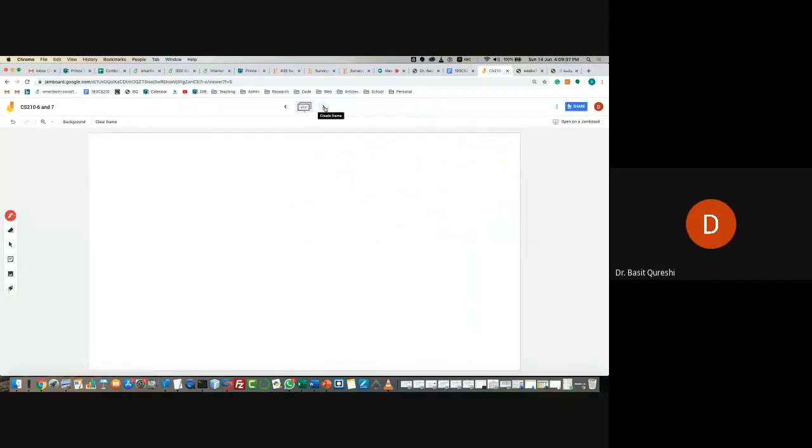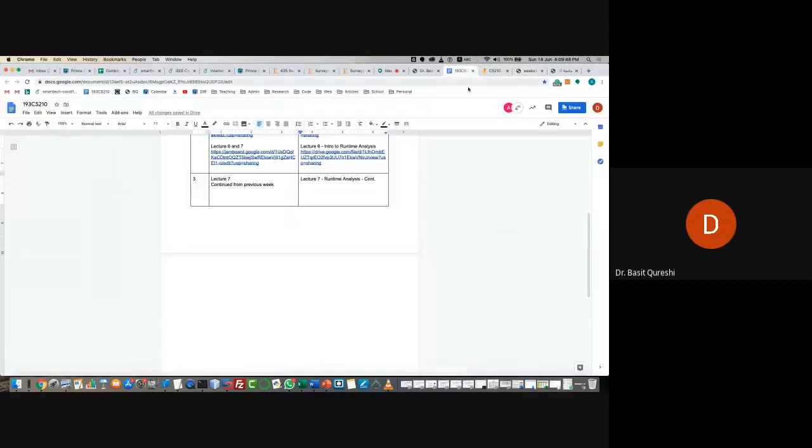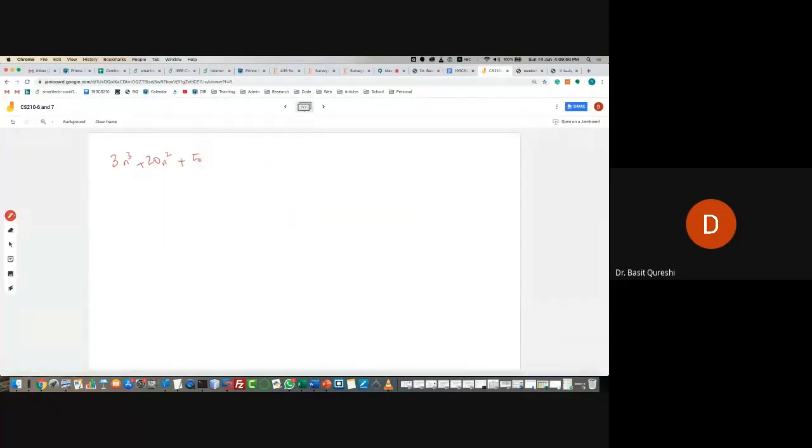I'll do this thing here. So we have 3n cubed plus 20n squared plus 5. This is some function, and it says prove that it's O of n cubed. It's a cubic function.